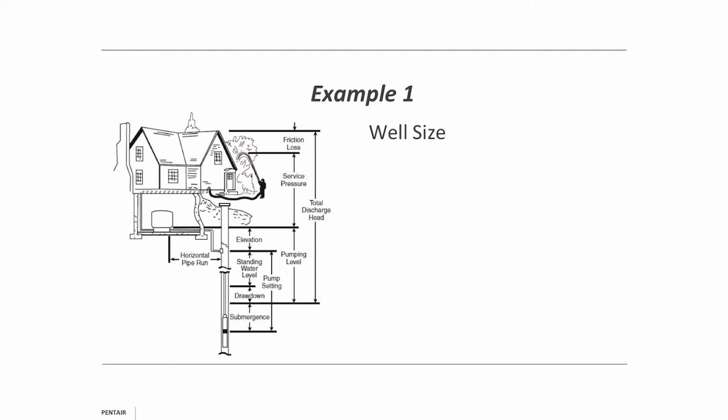We're going to look at a residential home. And I've drawn out the total dynamic head here for you. So we have a customer that has a well that is 6 inches in diameter. Now we have a standing water level of 42 feet. We have a drawdown of 10 feet.